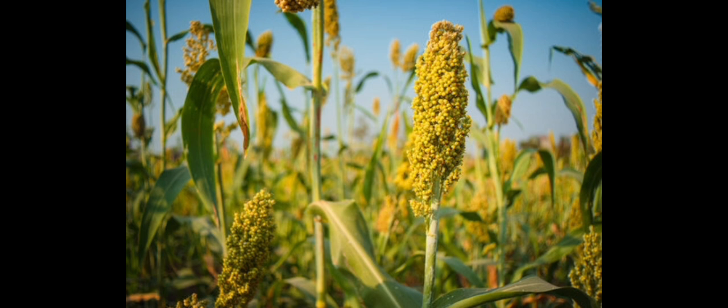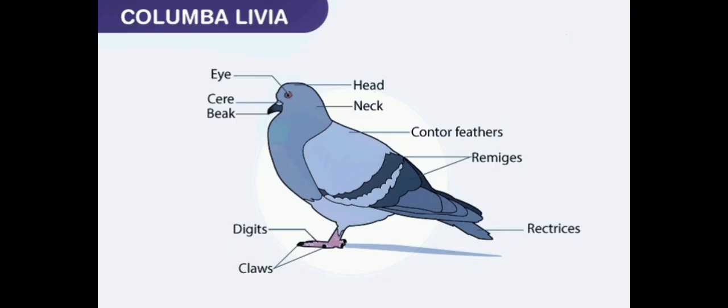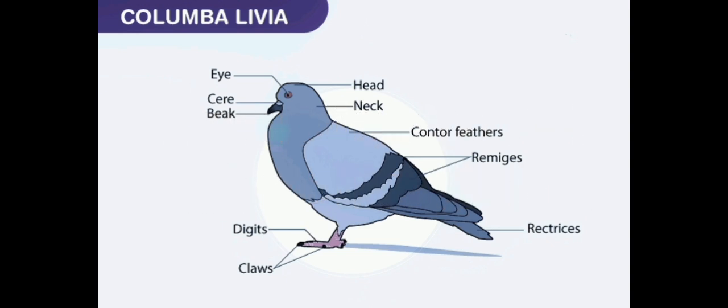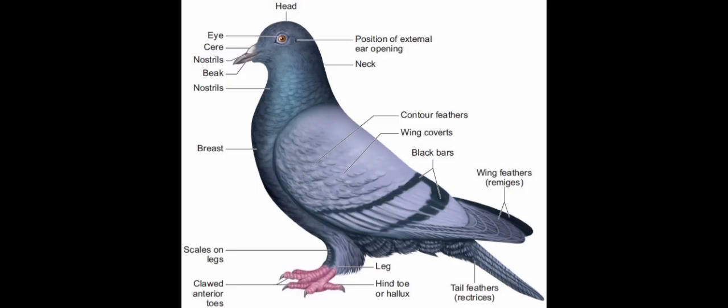All right, so we move to the next specimen. Specimen F is a pigeon's head with the neck. So the head of a pigeon with the neck attached to it. Imagine a dead pigeon and they cut off the head, which is still attached to the neck. Yes, that will be your specimen F, and you will be asked some questions.